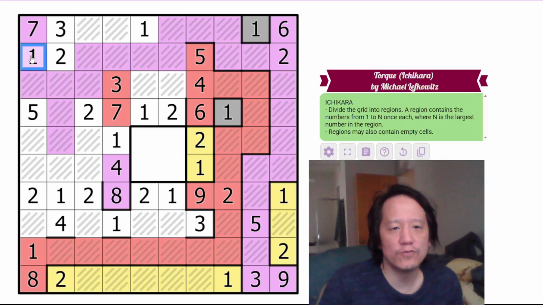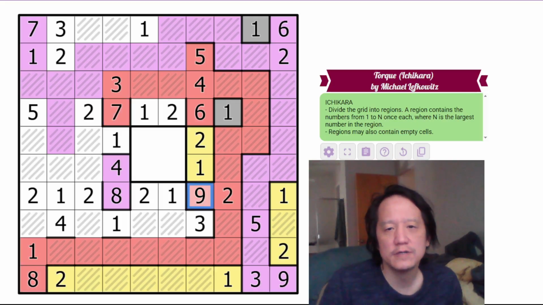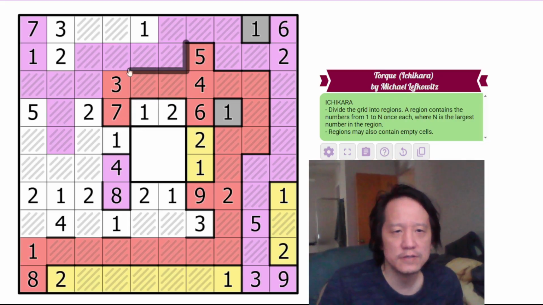So we have 1, 2, 3. So again, this cannot be connected to this because of the 1 required for accessing the 7. So this red must go this way. So the red is all done. 1, 2, 3, 4, 5, 6, 7, 8, 9. So that's all done. This is a region.